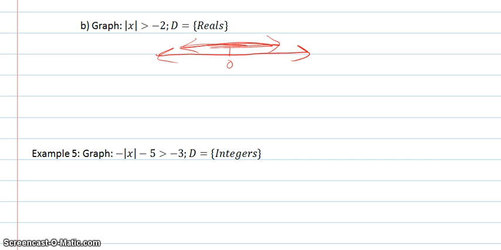Okay, in example 5, this uses one of our special cases that you have to recognize. So let's get the absolute value by itself. So we have negative absolute value of x, add that 5 to move it to the other side. It's greater than 2. Then we have to change the signs by either multiplying or dividing by negative 1. So we have the absolute value, then it's less than negative 2. So absolute value never going to be less than a negative number, so this is going to be no solution, null set, empty set as our answer.